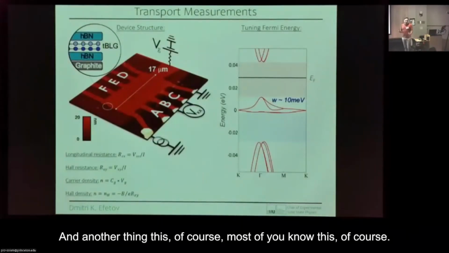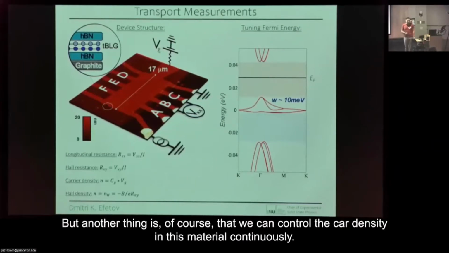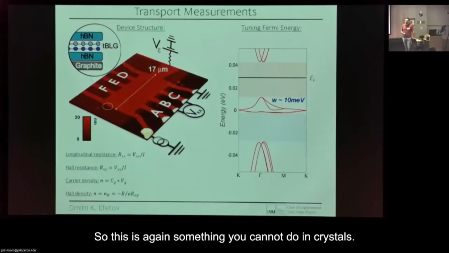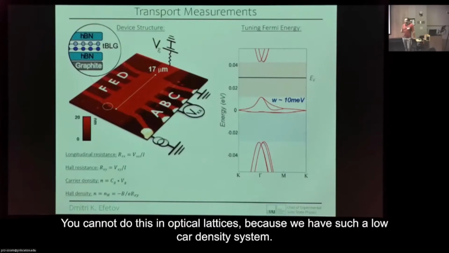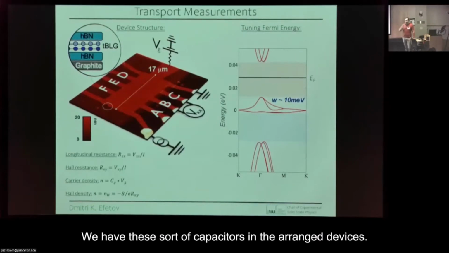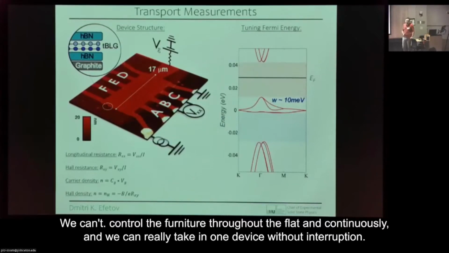Another thing, of course, most of you know this, is that we can control the carrier density in this material continuously. This is again something you cannot do in crystals. You cannot do this in optical lattices. Because we have such a low carrier density system, we have these capacitively arranged devices. We can control the Fermi energy throughout the flat band continuously.